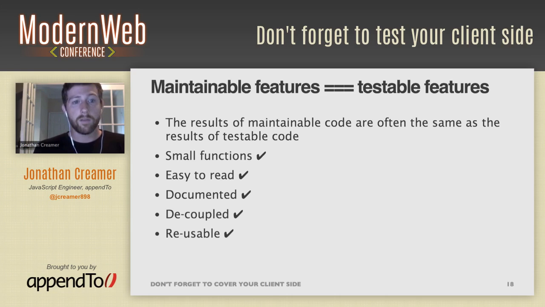And that's really because testable and maintainable features have the same types of things. They're small functions that are easy to read, documented, decoupled, and reusable things. And that's just kind of by nature what maintainable features are, and that also happens to be what testable features are. You end up with testable code, it ends up being human readable, it ends up usually being small functions. You don't want to have 50-line functions. You end up breaking things down smaller just because it's really hard to test code that's that large.